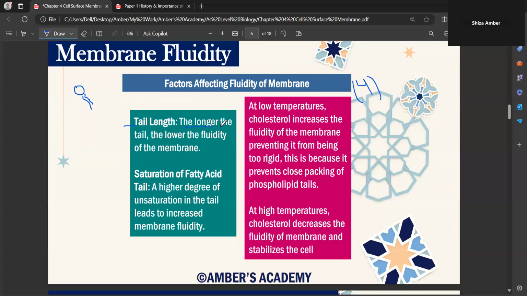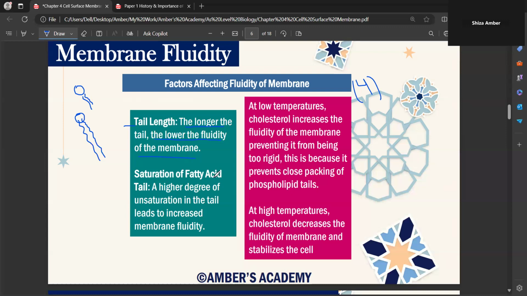It says that the longer the tail, the lower the fluidity of the membrane. So if the tail is longer, then the membrane will become less fluid. And you need to write the words less fluid or lower fluidity. You do not have to write decreased fluidity or increased fluidity. Write the proper words lower fluidity or lesser fluidity. So if this fatty acid tail is longer, then the fluidity will be lesser. And if these tails are shorter, then fluidity will increase.